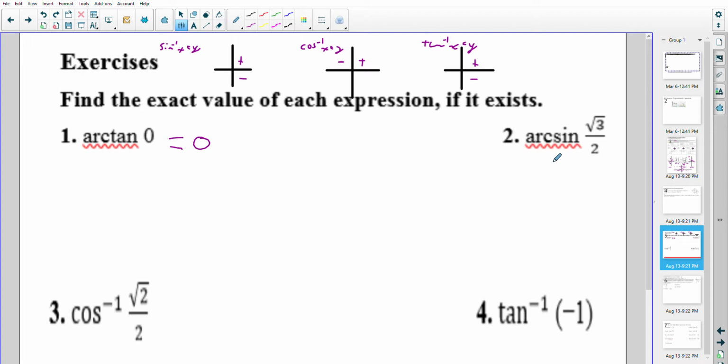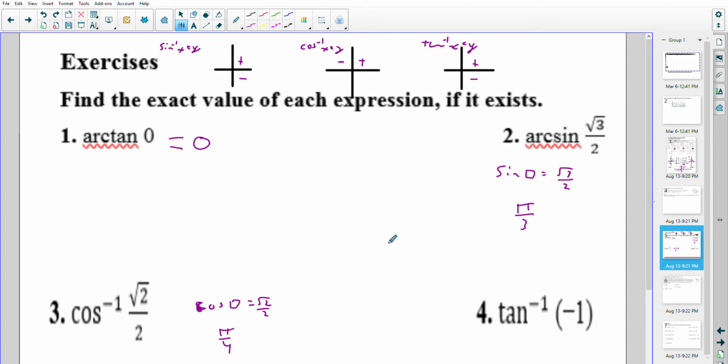Arc sine, same idea. The question is, what is the angle such that the sine of what angle is equal to radical 3 over 2? If you looked at the table, you would see that that is equal to pi over 3, and it's positive. Cosine, again, the cosine of what angle is equal to square root of 2 over 2? And that answer is just pi over 4.